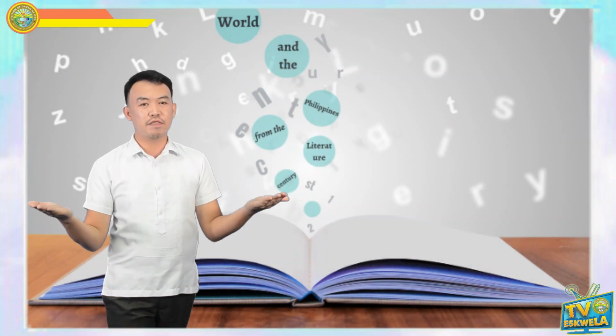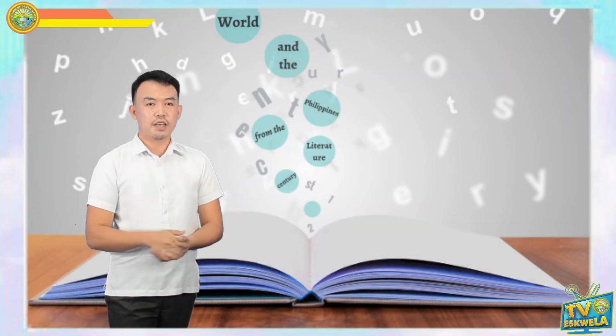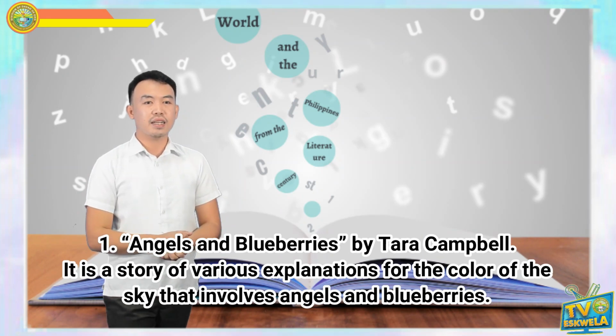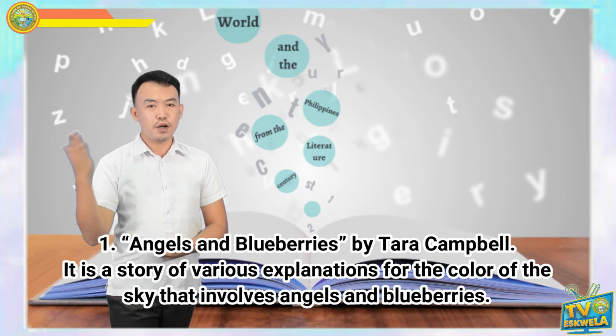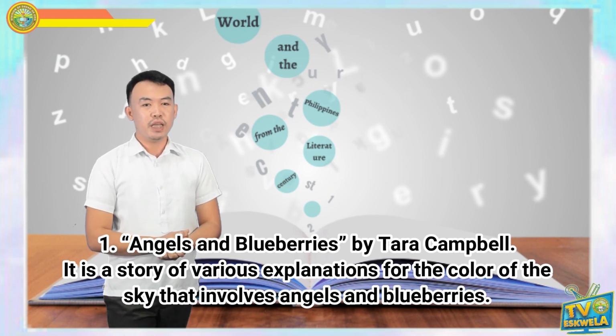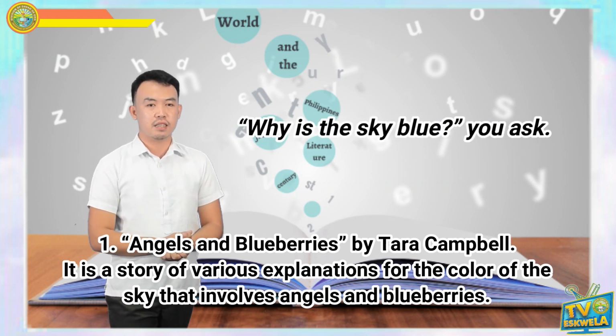Here are some of the flash fictions. The first is Angels and Blueberries by Tara Campbell. It is a story of various explanations for the color of the sky that involves angels and blueberries. Let me read to you the first lines. Why is the sky blue?